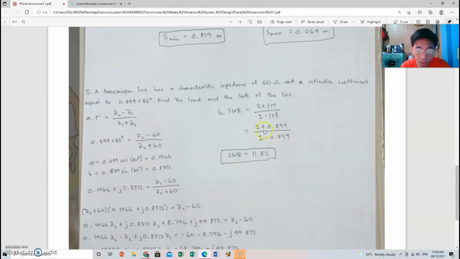Okay. And now the standing wave ratio of the line. It has the formula SWR is equal to 1 plus the absolute value of the voltage reflection coefficient all over 1 minus the absolute value of the voltage reflection coefficient. The voltage reflection coefficient is given as 0.844. Then we can easily substitute this value into the formula. That becomes SWR is equal to 1 plus 0.844 all over 1 minus 0.844. And by simply calculating this, we can find the standing wave ratio is equal to 11.82.